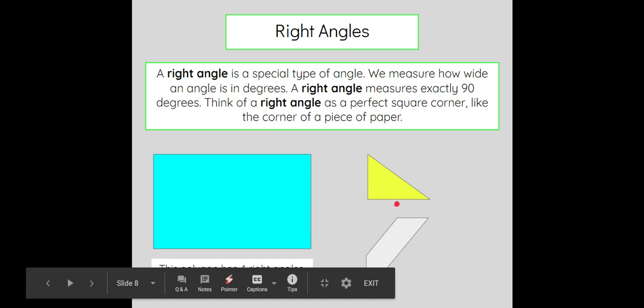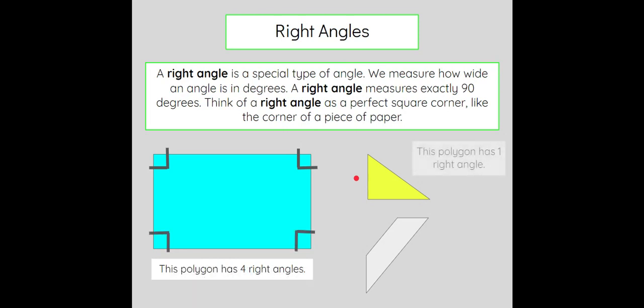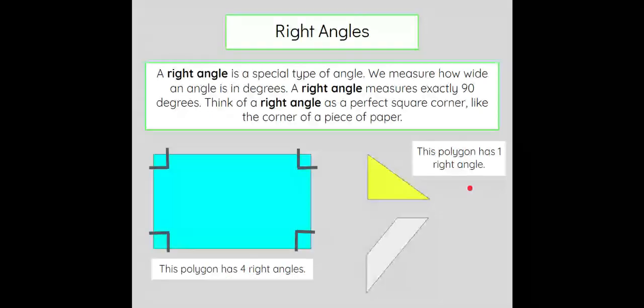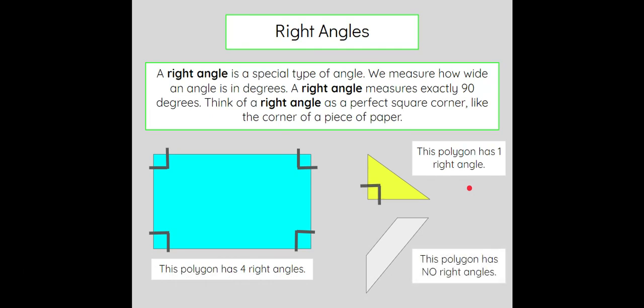How many right angles does this shape have? You got it. It has 1 right angle. You can make 1 perfect square in this corner. This is actually called a right triangle because it has 1 right angle. How many right angles does this shape have? You got it. There are no right angles. You cannot make a perfect square out of any of those corners.